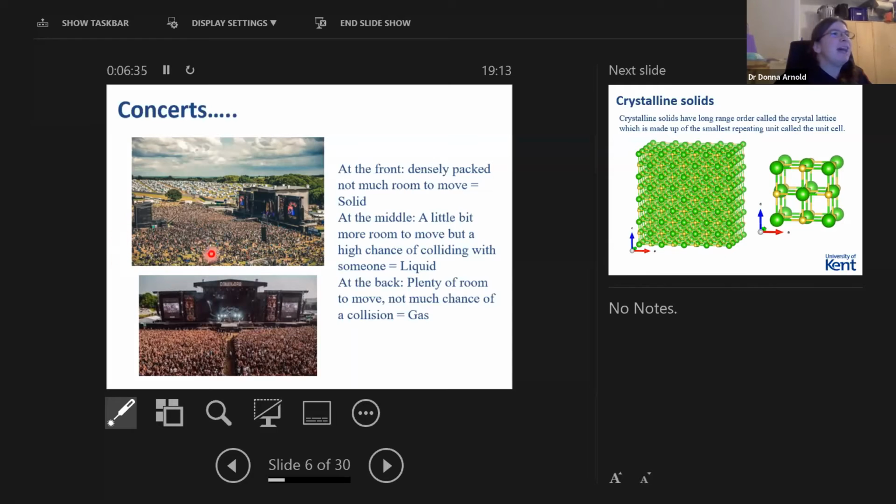And if we go to the very back of the festival, there's a lot more space. We can jump around a lot. There's plenty of room to move, and there's not much chance that I'm going to collide with somebody else. So this is more like the gas phase.